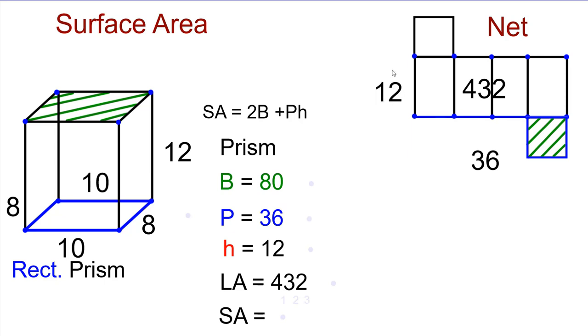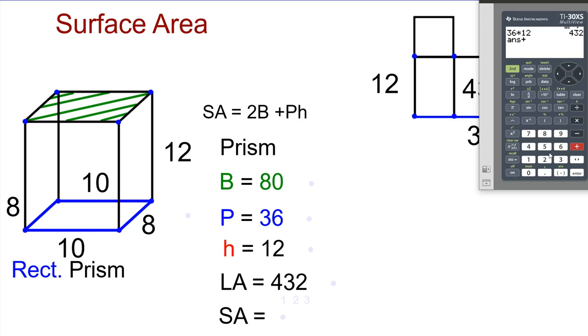Okay, cool. All right, next thing we want to do is find the surface area. So the surface area is when we take the lateral area, the perimeter times the height, and we add the two bases. So we said that the area of the base was 80, and the area of this base is also 80. So we're just going to do 2 times 80, which is 160, and add that to our lateral area. So let's go back to our calculator. So our value plus 160, which is going to be equal to 592.